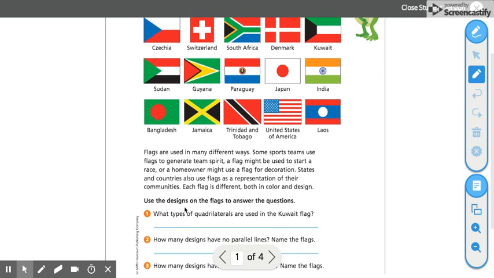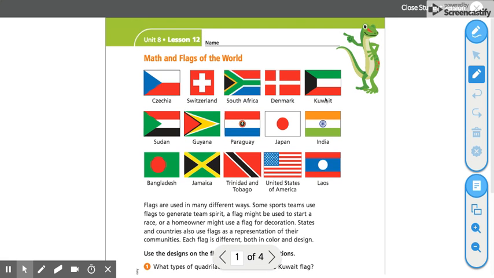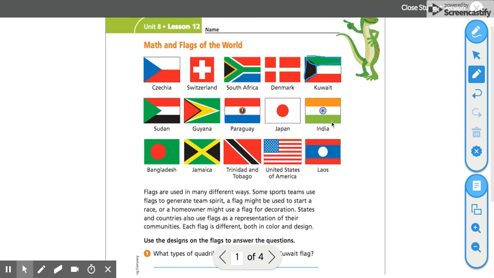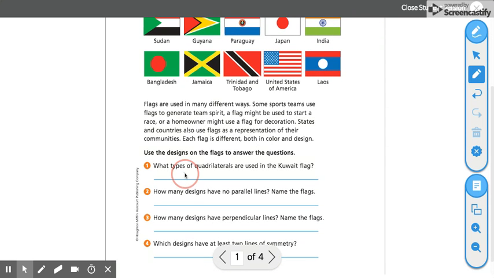So, first question they ask is, what types of quadrilaterals are used in the Kuwait flag? So I come up here, and if we think about the different types of quadrilaterals we learned about, right away I see this one jump out at me. This shape here is a trapezoid. We have one set of parallel lines in here, and I also see some irregular trapezoids on these ones. We still have that one set of parallel lines. And then lastly, right in the middle here, I see a rectangle. So I would write down a rectangle and a trapezoid right here.